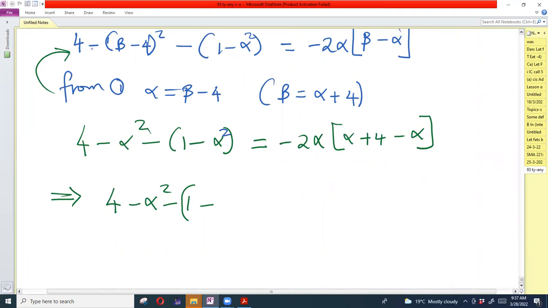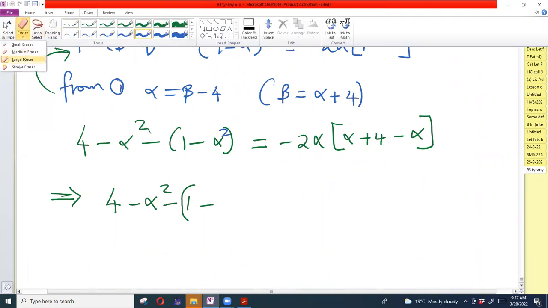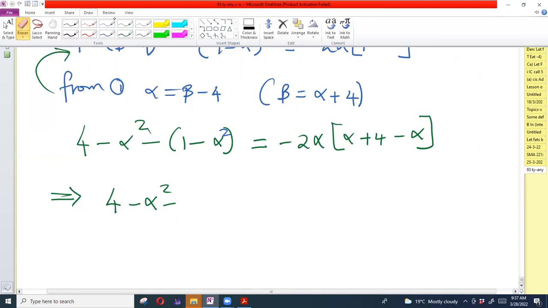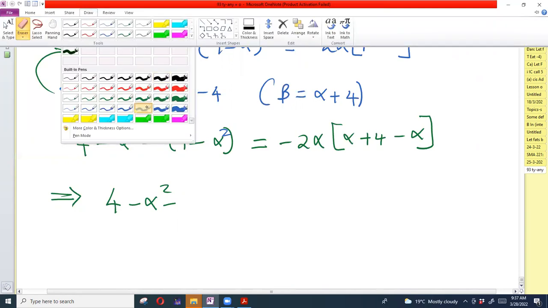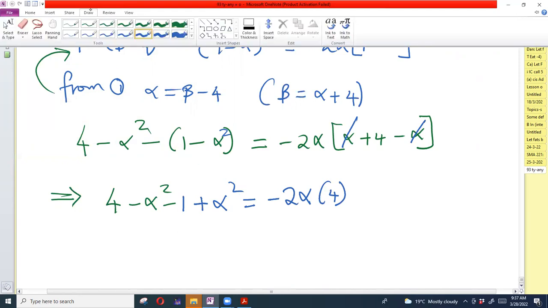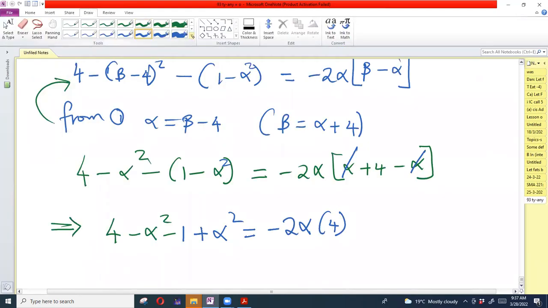So minus, so we'll have 4 minus alpha squared. Opening this will have minus 1, now plus alpha squared equals minus 2 alpha. Now this and this cancel out, so we'll have 4. And here, alpha squared and alpha squared cancel out.